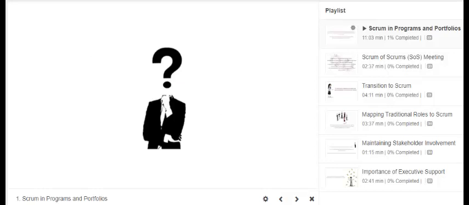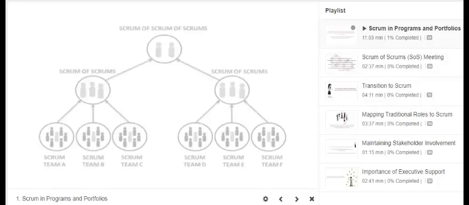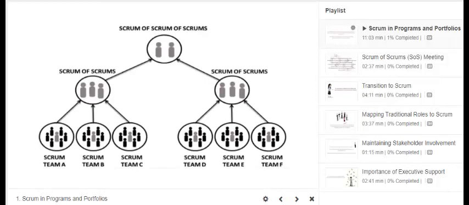Confused? Don't worry. We have a diagram here that'll clear things up. Take a look. As you can see, there are 6 Scrum teams working simultaneously. Scrum teams A, B, and C are working on portions of a related project, while Scrum teams D, E, and F are working on portions of another related project.